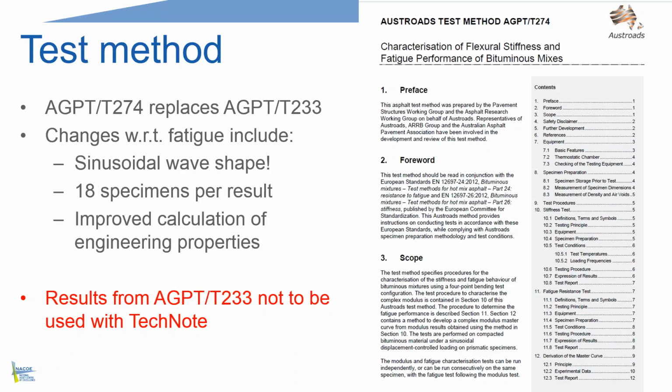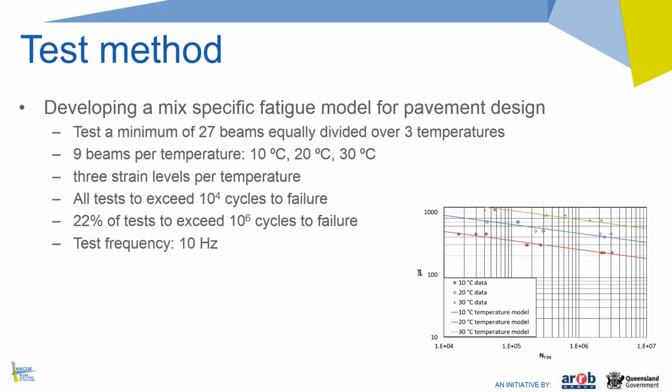We need to test 18 specimens per result according to the test method. So 18 specimens for a single fatigue result. And for use of this tech note, we'll actually be using slightly more specimens. I'll get to that. There are also some changes to engineering properties like the complex modulus, the dissipated energies in the test, and so on. But just for clarity, we cannot use the historical outcomes of T233 with this tech note. You need to be testing according to T274.